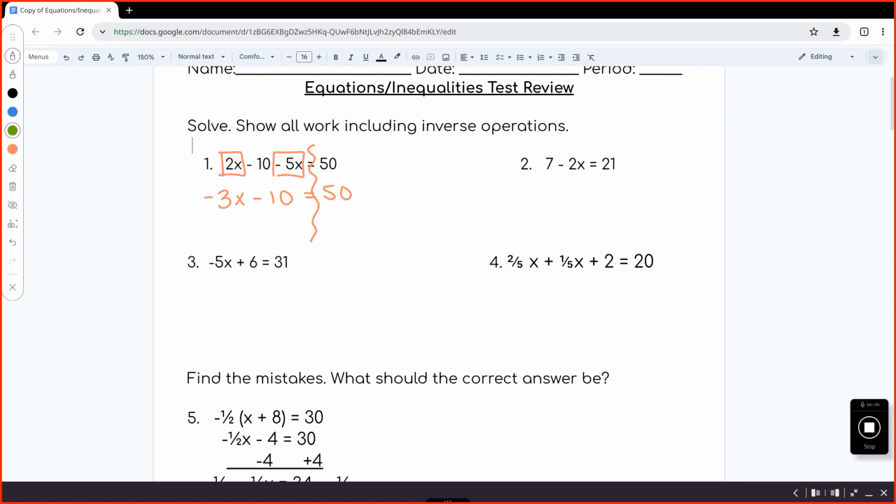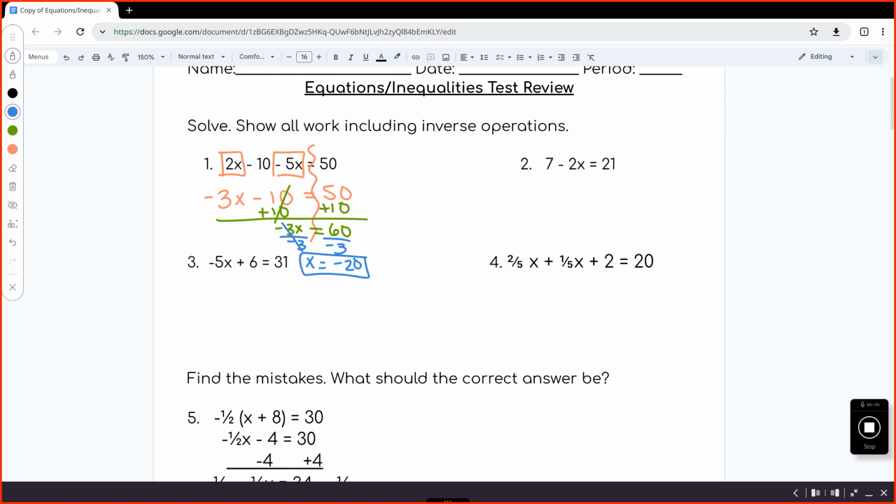So you have to start with the constant. The constant is negative 10. The opposite of negative 10 is positive 10. So you need to add 10 to both sides. And now you have 60 on the right is equal to negative 3x. All right, at this point, you are going to divide each side by negative 3. And then you get x on the left is equal to 60 divided by negative 3, which will get you negative 20.